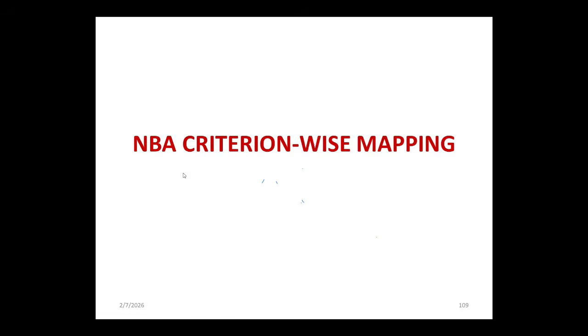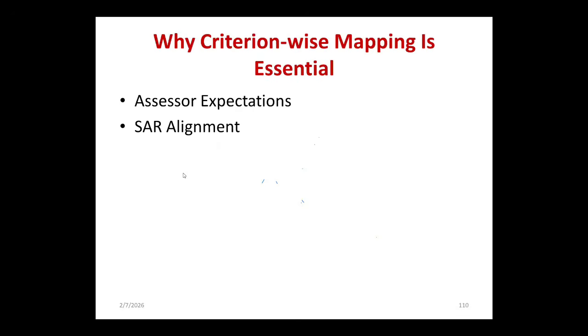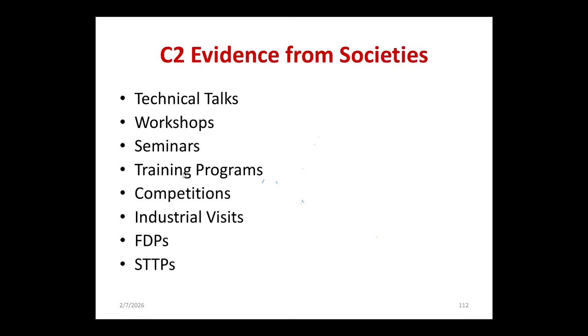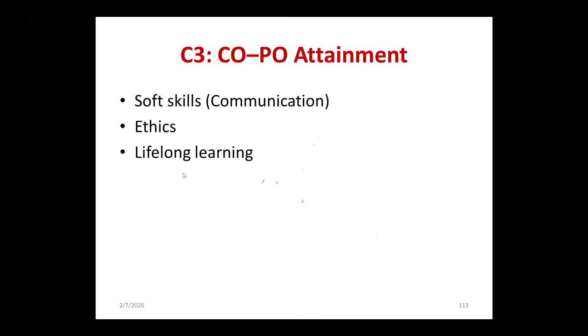How these events can be mapped, you can just say why criteria mapping is essential, because assessor expectations are there, and as per SAR alignment that is required. So under criteria two, teaching learning process, co-curricular enrichment and student-centric activities of student chapter you can map, and you can create evidence from societies like technical talks, workshops, seminars, training programs, competitions, industrial visits, FDPs, STTPs. So whatever reports you have prepared, show that as evidence under this criteria two.